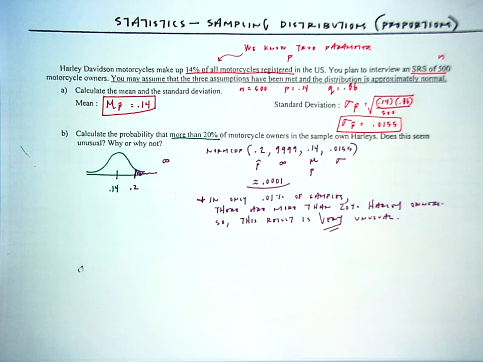Again, the threshold we're setting for calling something unusual is if we're seeing something that's 5% or below. But we know that if we have something on the border, it could really go either way. This one, it is abundantly clear, 0.01%. That would be super rare, super uncommon to see more than 20% Harley owners from our samples that are randomly picked of size 500. All right, I hope that helps pull it all together and solidify your understanding of sampling distributions for proportions. Have a good day.